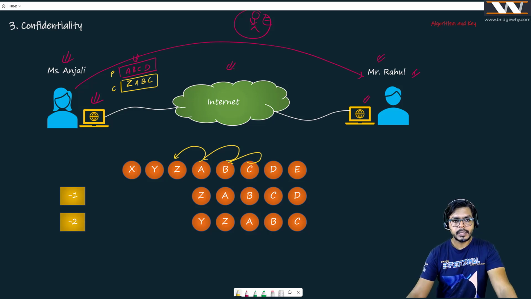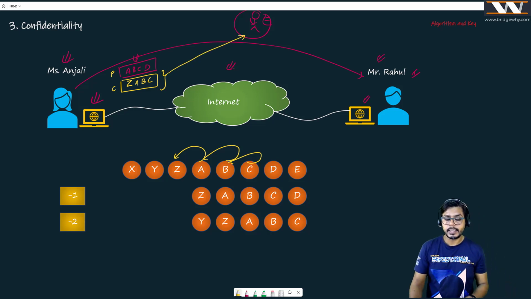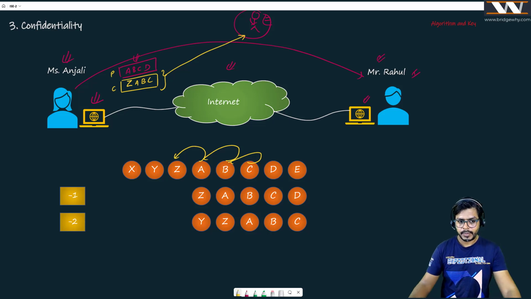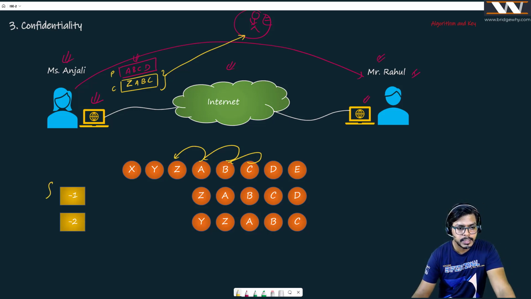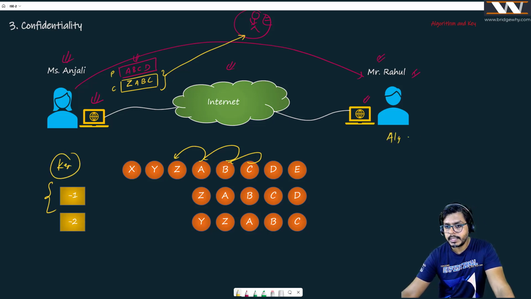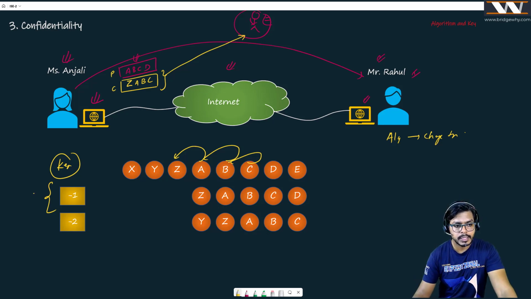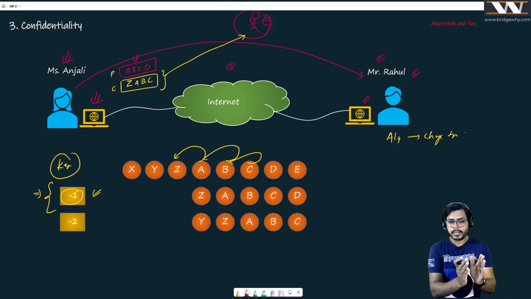But interestingly, this is not a very good algorithm. Why? Because Mr. Intruder can understand that Anjali is actually moving one step left. So basically, Anjali is using this number, which is also known as the key. The algorithm was simple: just change the characters. But how to change the characters depends on this key value, which is -1. -1 means that we are moving left one place.